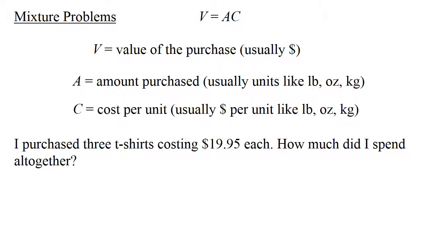Kind of a way to see how this all matches up with each other. Let's say I purchased 3 t-shirts, they each cost $19.95. How much did I spend? So using this formula, what I'm looking for is the value of the purchase. How much money did I spend? A is how many did I buy? 3 t-shirts. And then C is how much did they cost per shirt? They cost $19.95 each. So taking 3 times $19.95, I spent $59.85 before tax or whatever. So that's how this formula works. How many are you purchasing and how much does each unit of it cost?